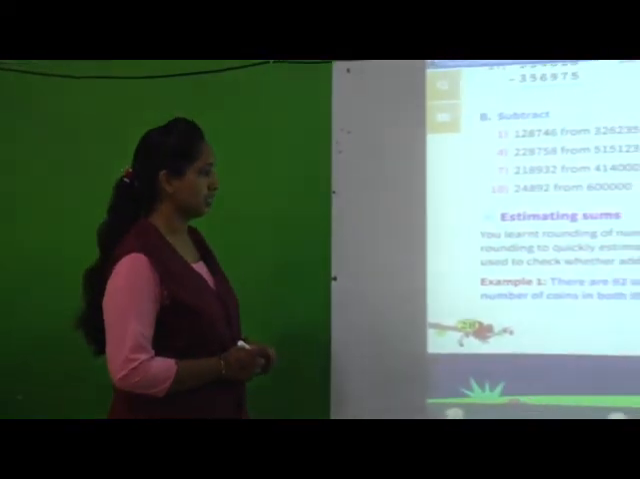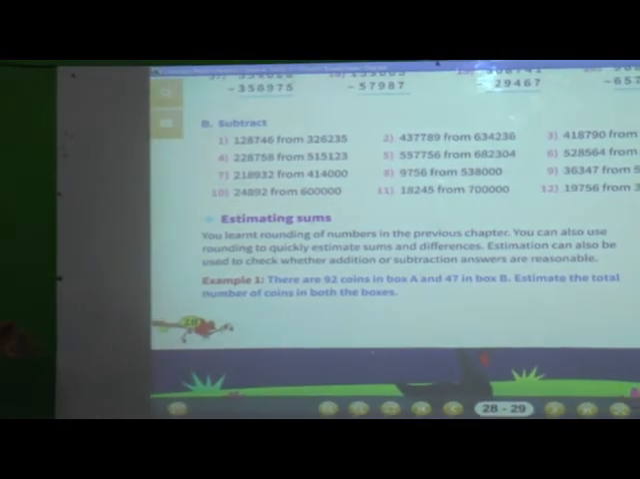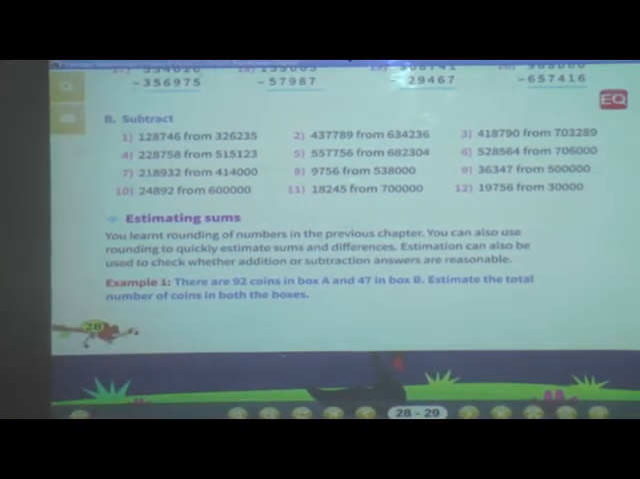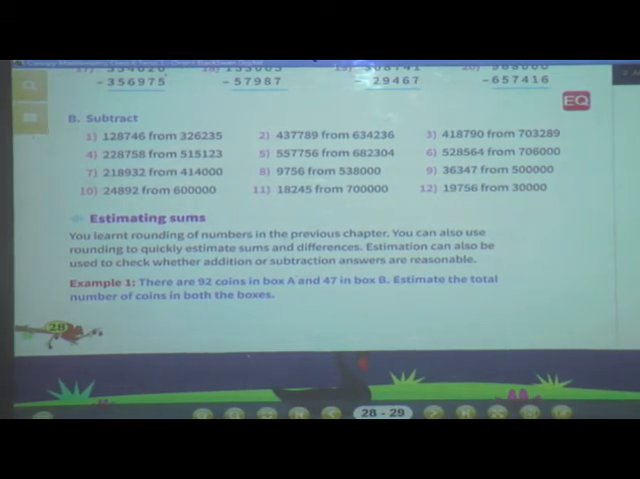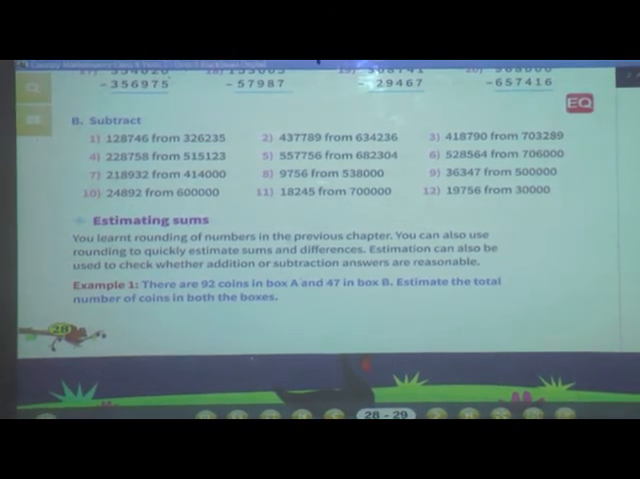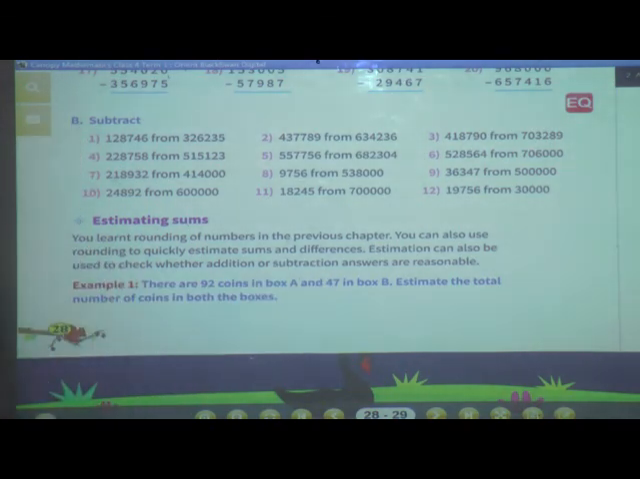Now see, you have already learned rounding of numbers in the previous chapter. Yes or no? Yes, we have learned rounding of the number. Now you can also use rounding to quickly estimate sums and differences. Estimation can also be used to check whether addition or subtraction answers are reasonable, means whether they are correct or not. We can guess through estimating sums.